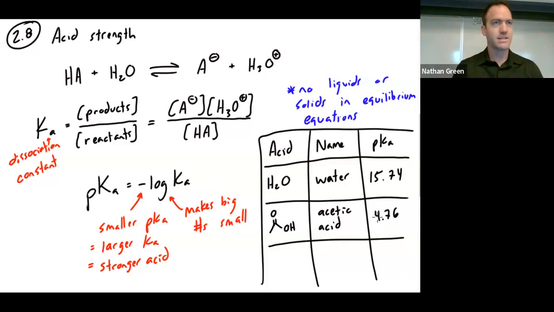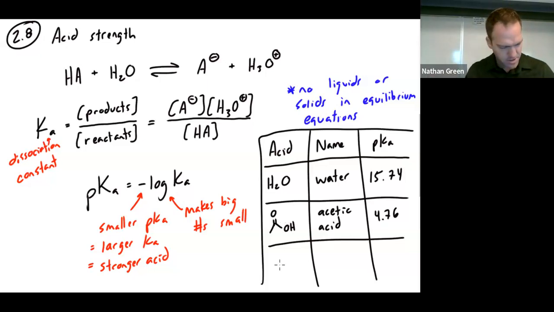This molecule is dramatically, shockingly more acidic than water. A pKa difference of 11 integers is huge because that log amplifies the difference between these two. If water and an acetic acid are competing to give away a proton, no contest. It's me running against Usain Bolt. I'm not even going to try, right?